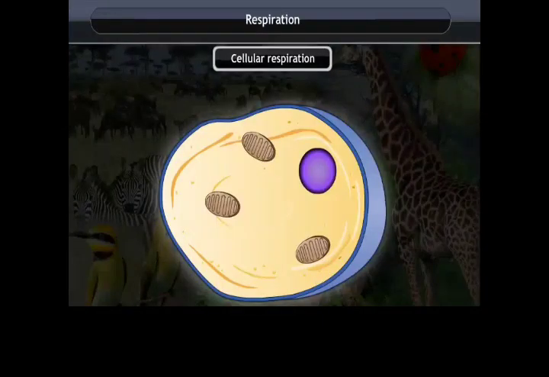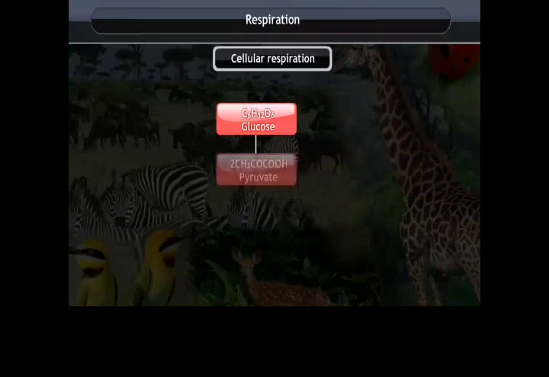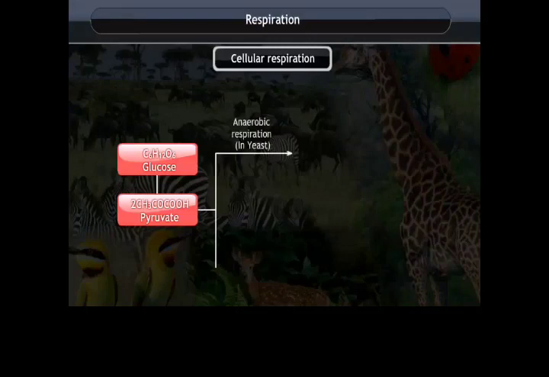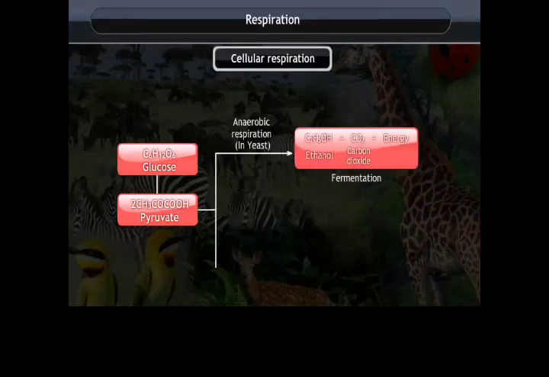In both cases, the breakdown of food begins in the cytoplasm, known as glycolysis. The first step of breakdown of glucose occurs into 3-carbon molecules called pyruvate. In anaerobic respiration, such as in yeast, pyruvate may be converted into ethanol, carbon dioxide, and energy. This process is called fermentation.